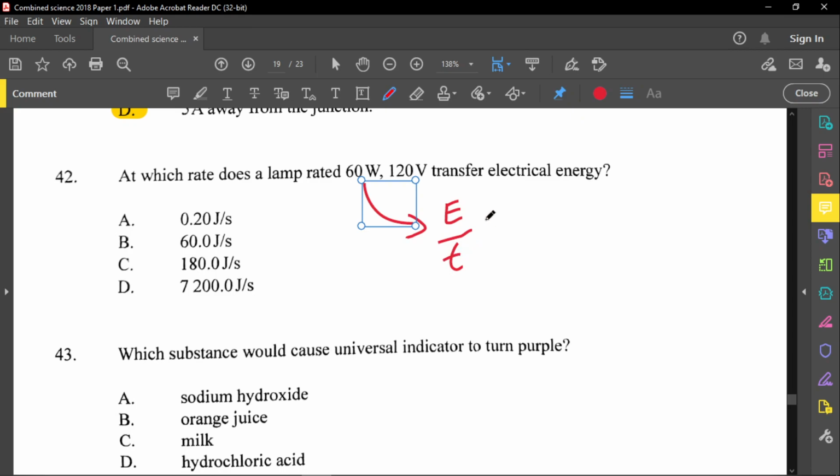So again, energy, or you can say joules over second, because energy is measured in joules and time is measured in seconds.